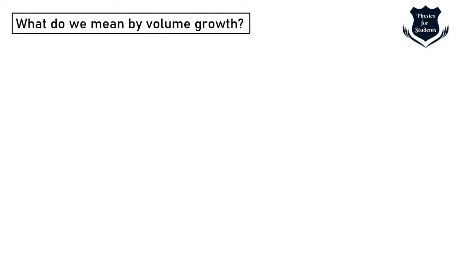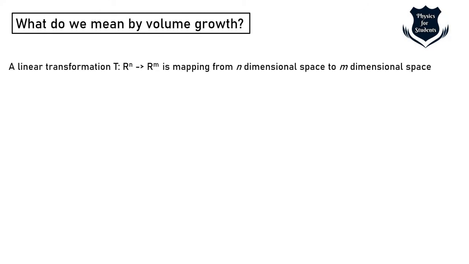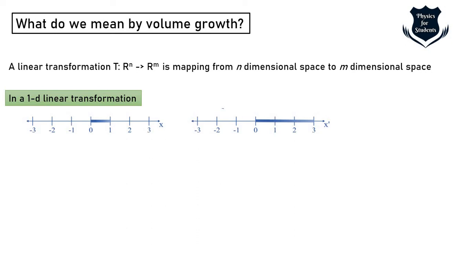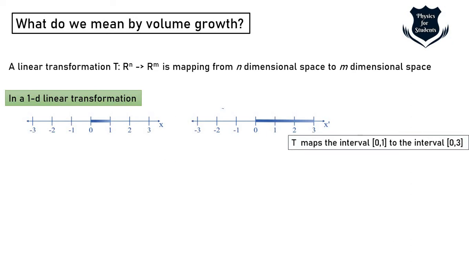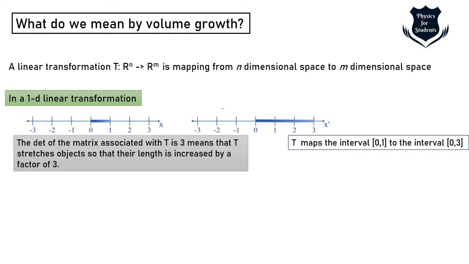So what do we mean by volume growth? Now if I take a linear transformation from R^n to R^m, where we are mapping the n-dimensional space to the m-dimensional space, this is an example of a one-dimensional linear transformation. You can see T(x) equals 3x. We can visualize this function on a graph in front of you, and x prime equals T(x) maps the number x to the new number T(x), or x prime.